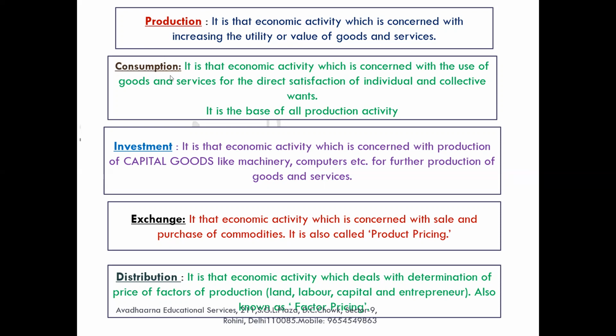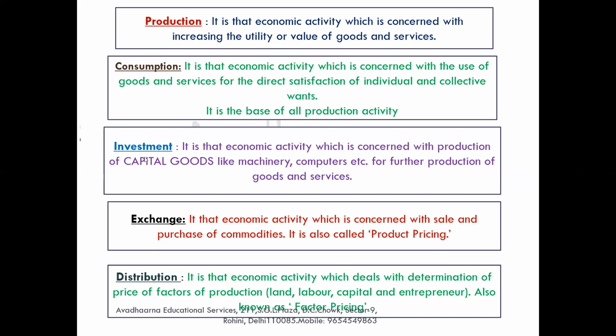Production is an economic activity which is concerned with increasing the utility or value of goods and services. Second term is consumption. Consumption is the economic activity which is concerned with the use of goods and services for the direct satisfaction of individual and collective wants. It is the base of all production activity. What is consumption? You are using the goods and services which are produced, and the purpose of consuming those goods and services is to satisfy needs and wants. Production activity's base is consumption: if consumption did not take place, who would like to produce? So production will not take place without consumption.